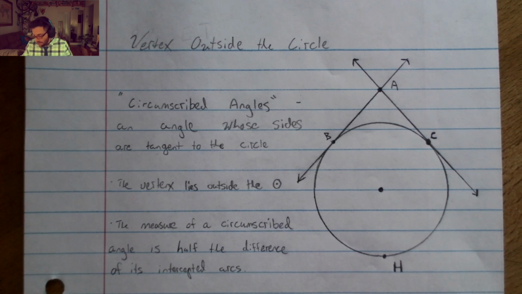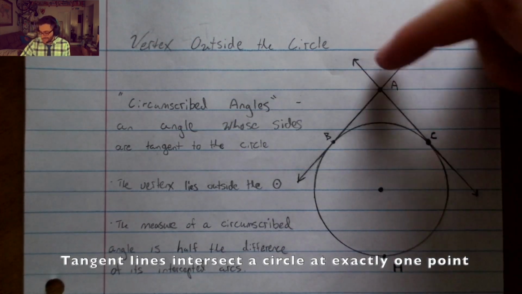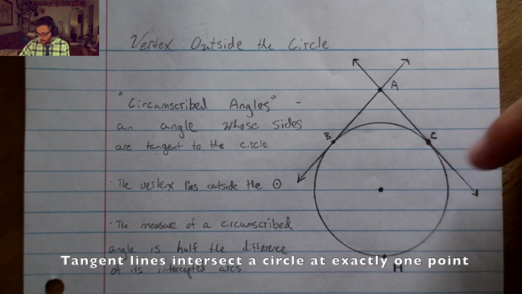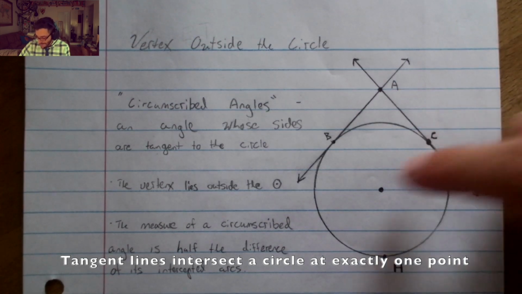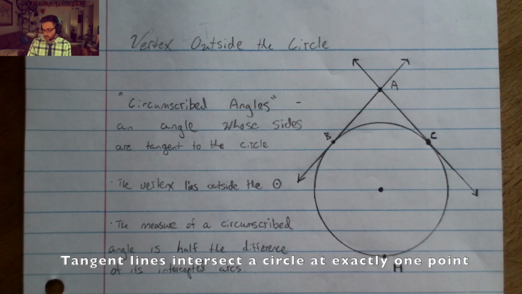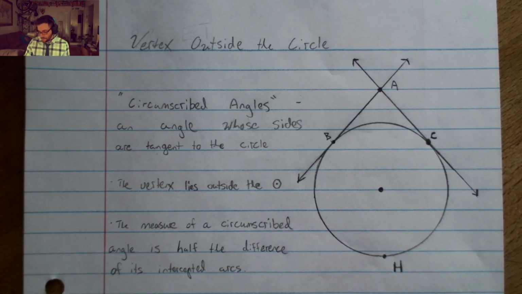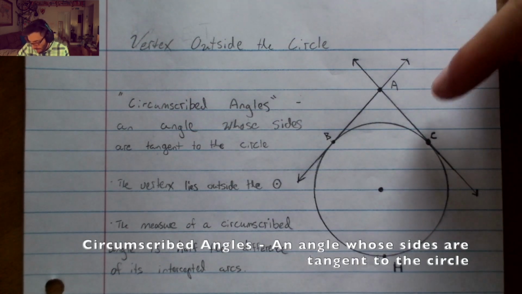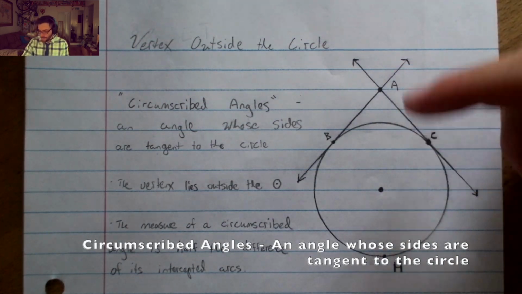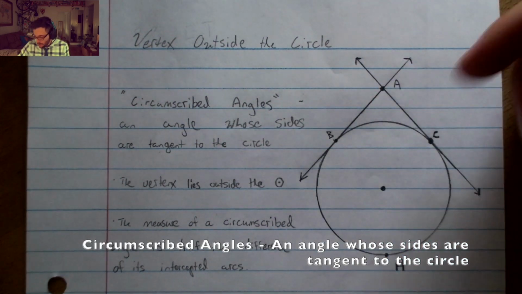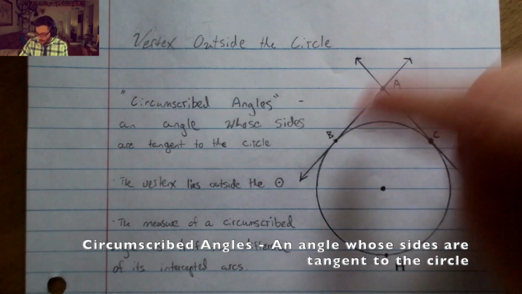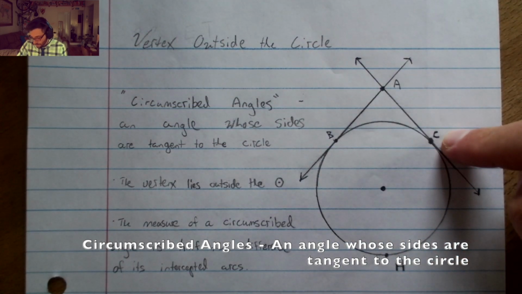Listed down along the side right here, we have two different tangent lines. Each of these lines just taps the circle in one individual point and then ejects off into infinity. This circumscribed angle, which we have here, is going to be angle A, or more commonly called angle BAC.